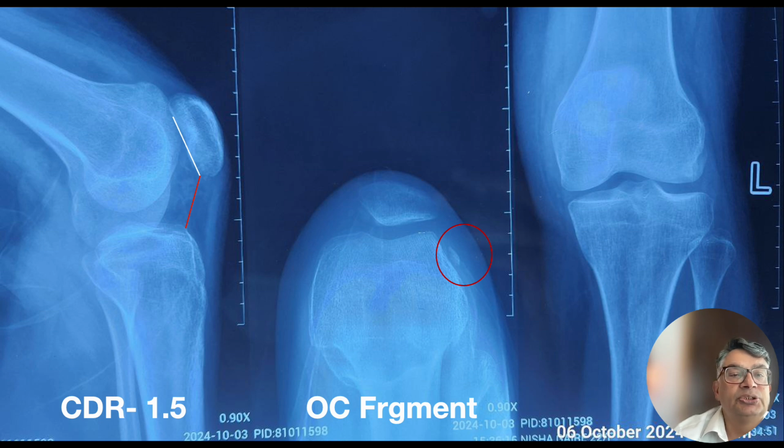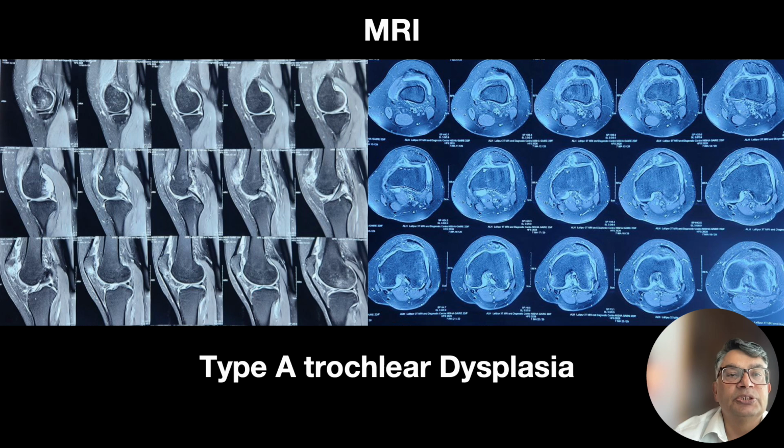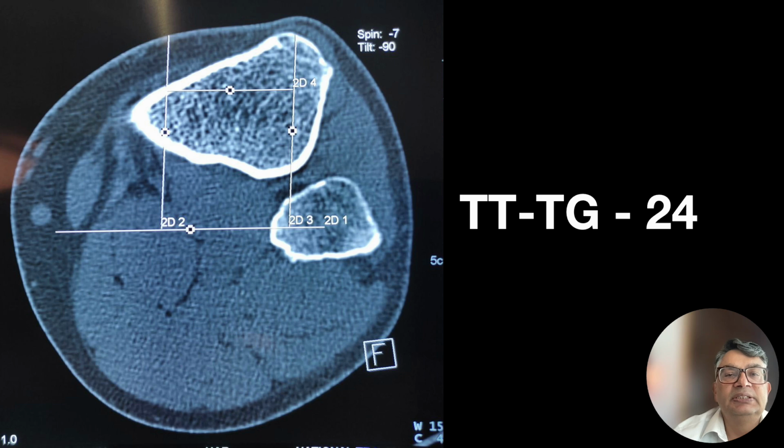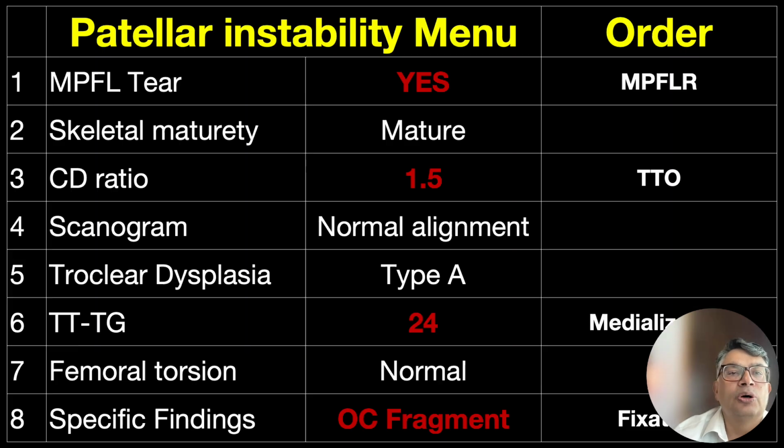The X-ray was done, which showed patella alta, Caton-Deschamps ratio 1.5. There is an osteochondral fragment. On scanogram, the sagittal alignment was normal. We did MRI, which shows type 1 trochlear dysplasia. The TTTG distance was slightly raised at 24. Then the femoral torsion was checked in both proximal and distal. It was within normal limits.